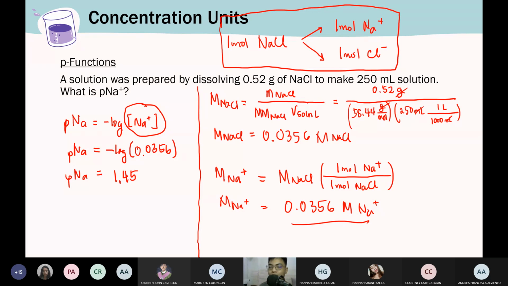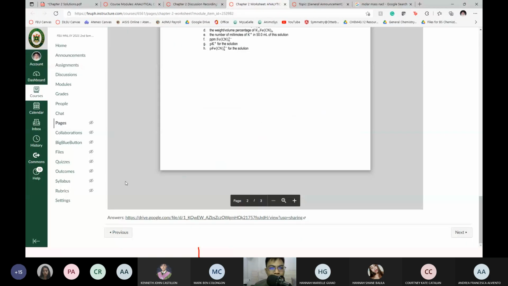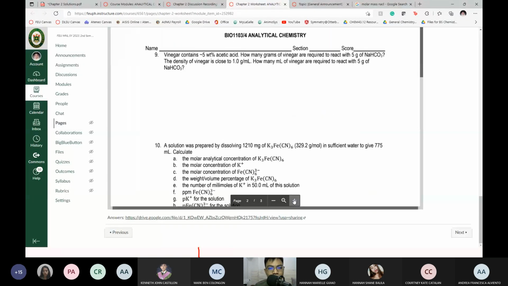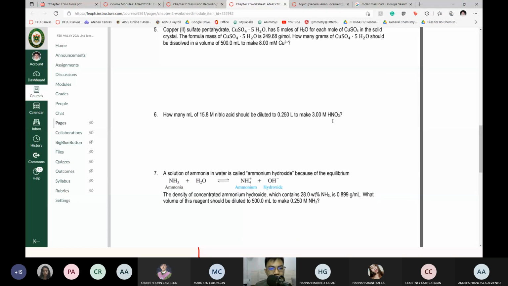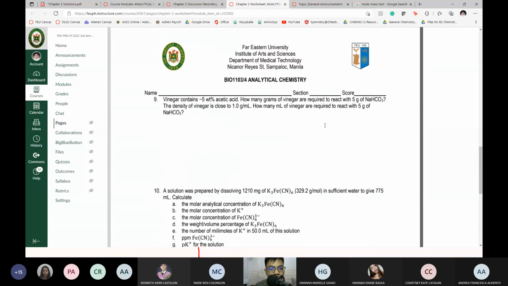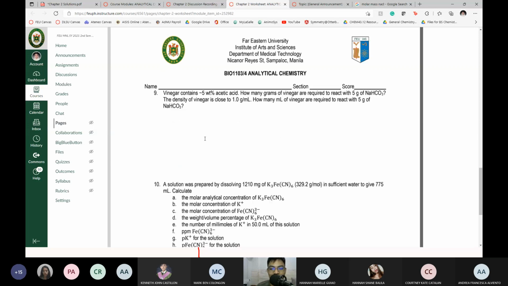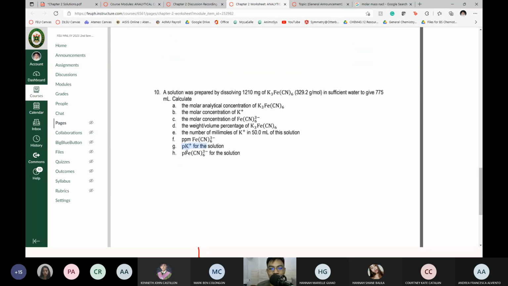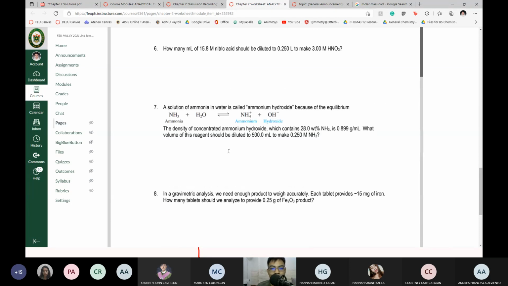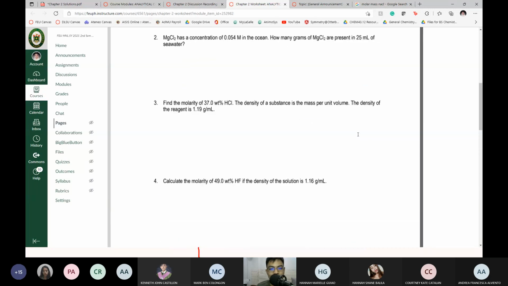And you have your worksheet already. Okay, so let me show you anong items yan sa worksheet natin. Okay, so zoom in ko lang. So ito, may mga P, K plus, PFECN6 -3, ayan. So kunin mo muna yung mga molar concentration nila. And then kunin mo yung negative log nun. Okay? Ayun.